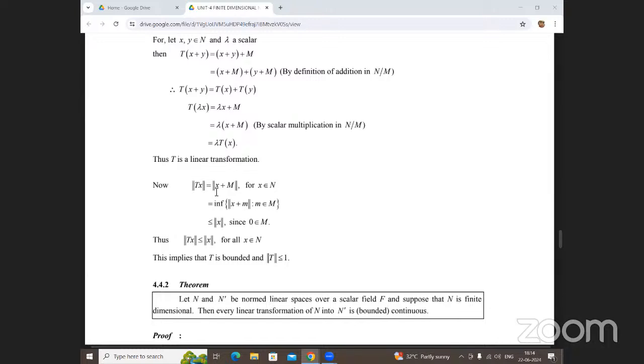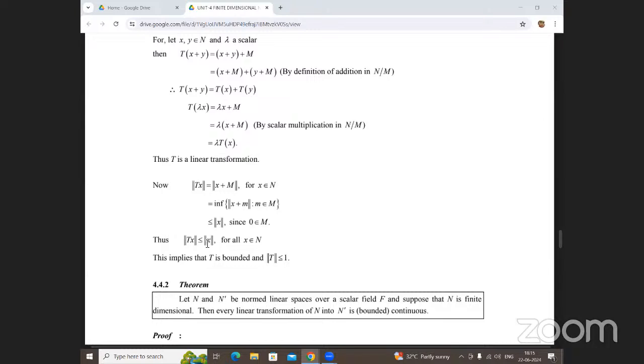Norm Tx means applying the norm under the definition on both sides. Norm Tx is equal to norm of x plus m. We already know the definition of norm of x plus m from the previous part: it is the greatest lower bound of norm of x plus small m, where small m belongs to capital M. So this value is less than or equal to norm x. Finally, we have proved that norm Tx is less than or equal to norm x.